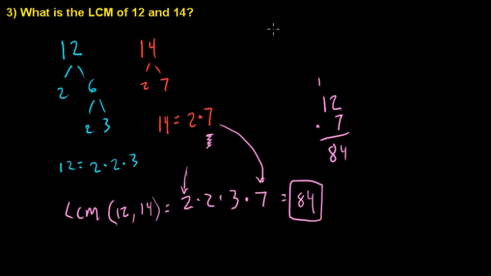So we've looked at how you can use prime factorization to find LCM and to find GCF. Remember, with LCM we're trying to find multiples. Multiples of 12 are like 12 times 1, 12 times 2, 12 times 3, and so on and so forth. We're trying to find the least one that they have in common.